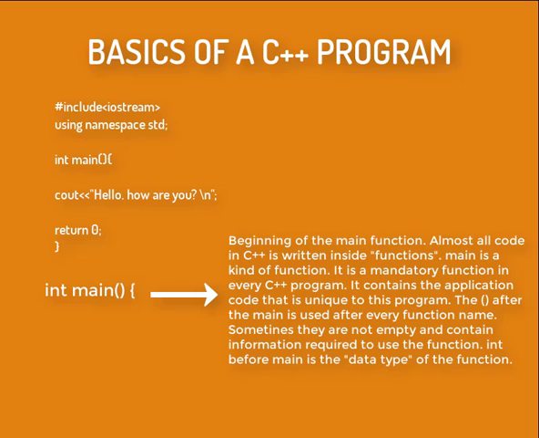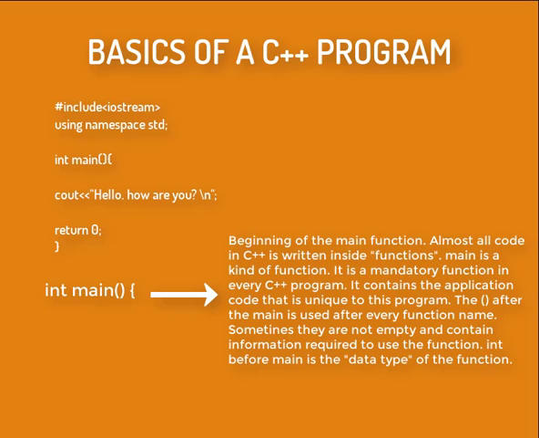After main are open and close parentheses. Every function name is followed by open and close parentheses, but they are not always empty. Sometimes they contain information that is required by the function to do its job. In this particular case, these parentheses are empty, which means the main function here doesn't need any information to do its job.